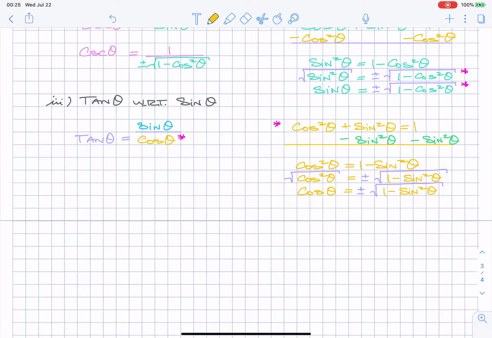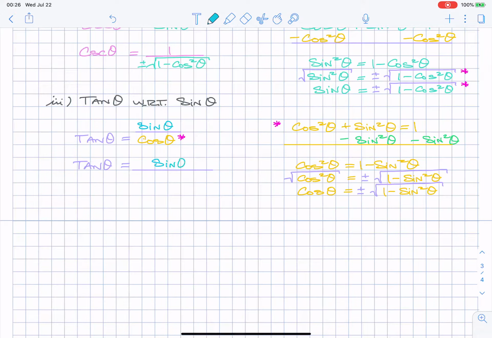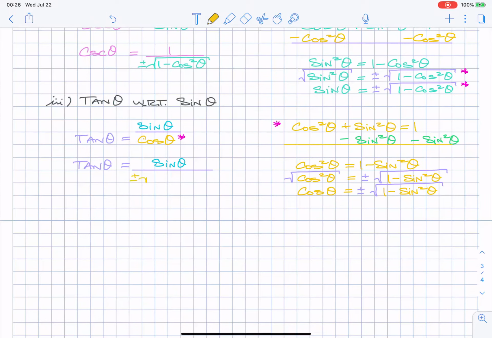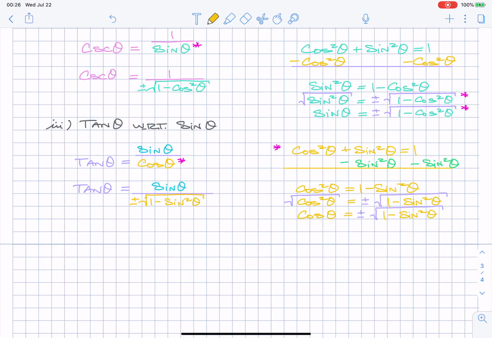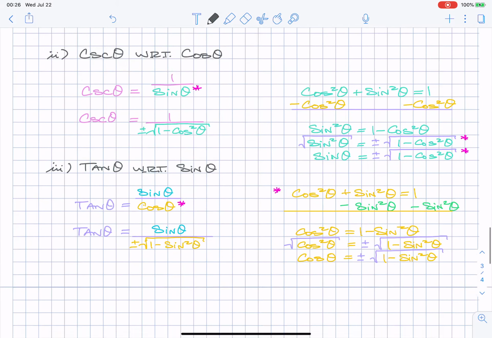So that means I can replace the denominator over here. So I have that tangent of theta is equal to, in the numerator, we still have sine of theta in blue. But now in the denominator, I'll have this whole big plus or minus the square root of 1 minus sine squared theta. And what's nice about that, now tangent is written just with respect to sine. That's the only trigonometric function there. Okay. Hopefully this is making sense.